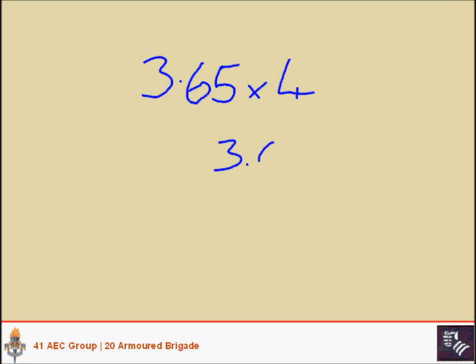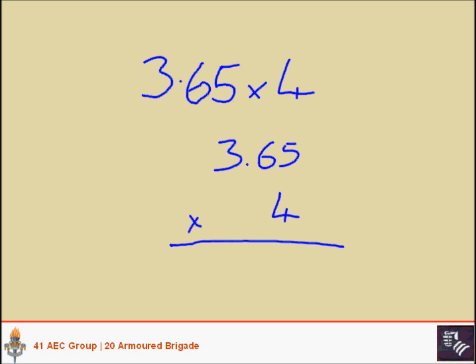So how do we multiply decimals? Usually, people get confused about where to put the point. Let's take a look. You already know how to multiply, so we just have to learn where to put our decimal point. We're going to multiply 3.65 times 4. To do this, we have to write the calculation in a different way. 3.65 times 4.